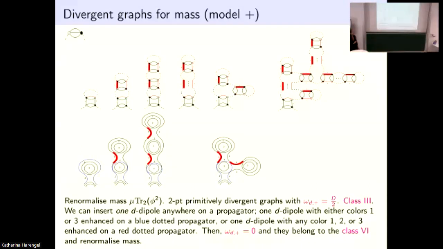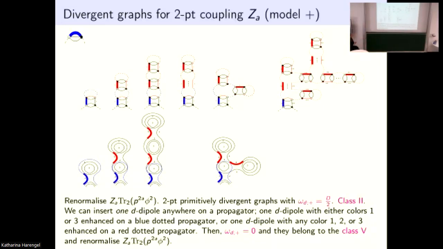Yes, exactly. And then there's another one that renormalizes the mass. The mass is in a similar way. Okay, and then there's another 2-point coupling. As you can see, the boundary graphs are the ones on the top, and this comes with a ZA coupling, and it's basically the same. All of them have superficial degree of divergence d/2, but you can insert the enhanced d dipole and get logarithmic divergent ones. Okay.